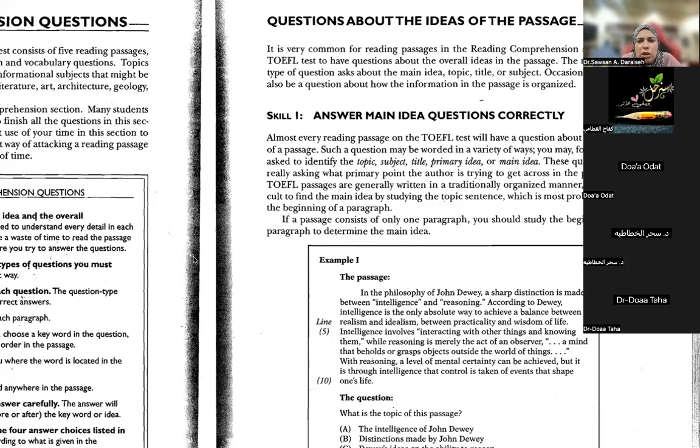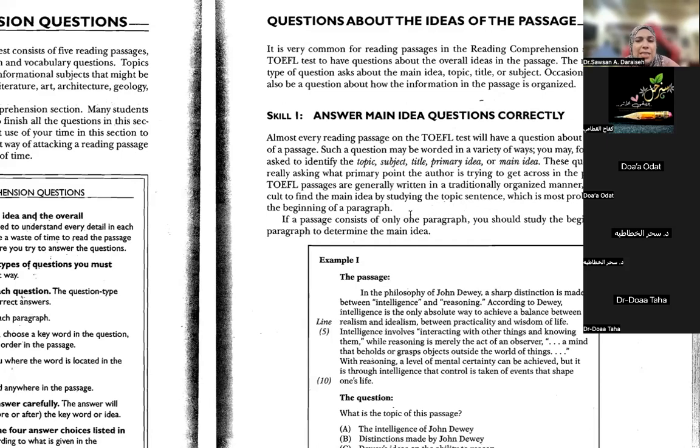Since TOEFL passages are generally written in a traditionally organized manner, it is not difficult to find the main idea by studying the topic sentence. So where will we find the primary idea or the main idea? They just told you where. The first sentence or the second sentence? Well, they didn't say the first. They just told you the topic sentence. The topic sentence, in Arabic, we call it جملة الموضوع.